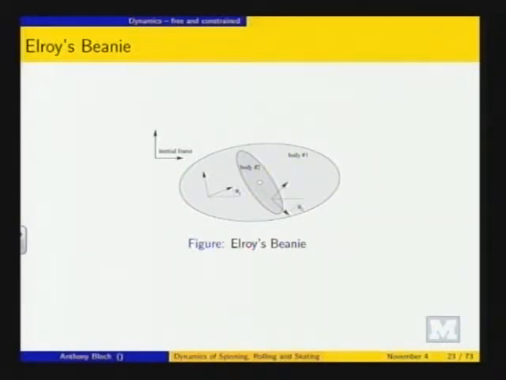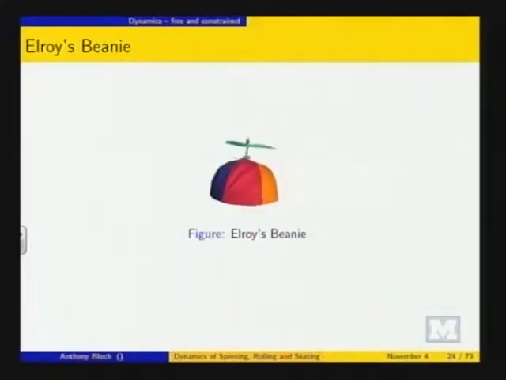I don't know how many of you remember Elroy from the Jetsons. Does anyone watch the Jetsons anymore? Anyway, Elroy had a hat with a propeller on it. That's Elroy's beanie. And what I want you to think about is Elroy floating around in space. So what do you think? The question is, what happens to Elroy if his propeller turns a little bit, if he's floating in space?